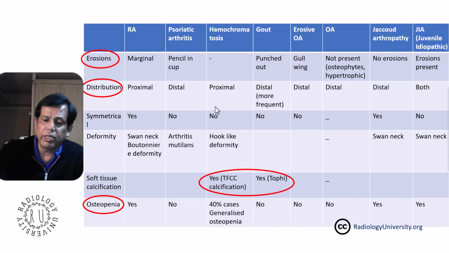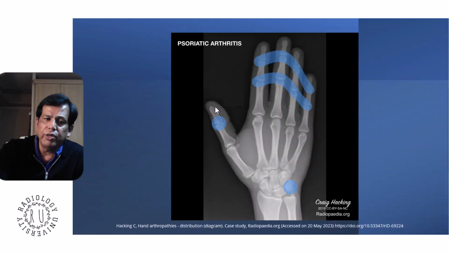And soft tissue calcification gives you a very good clue of gout and hemochromatosis, and connective tissue disorders. This is where it is. Soft tissue is a very rare component. So just going through, we got a good diagram from Radiopaedia just to show you the way the pattern is.